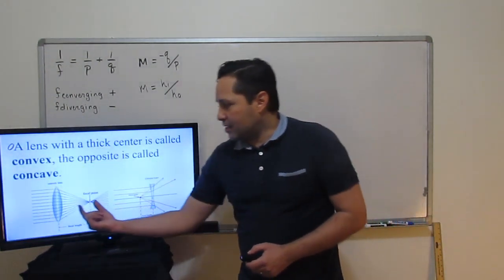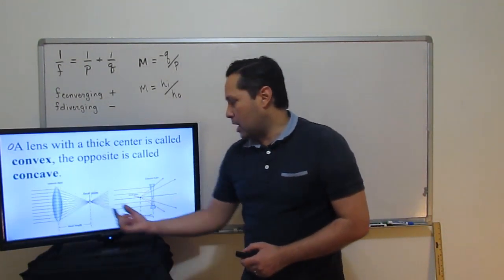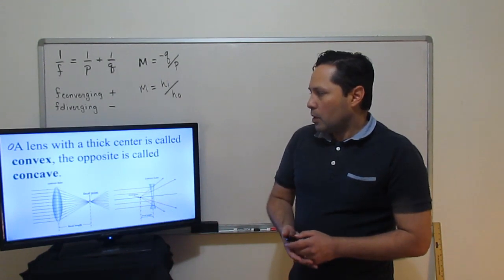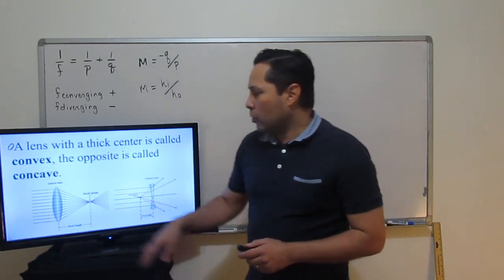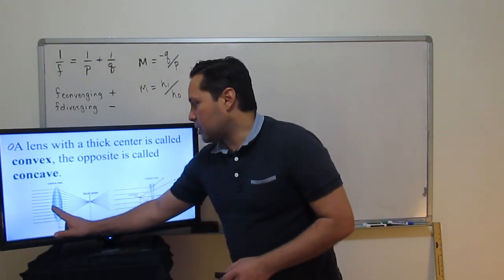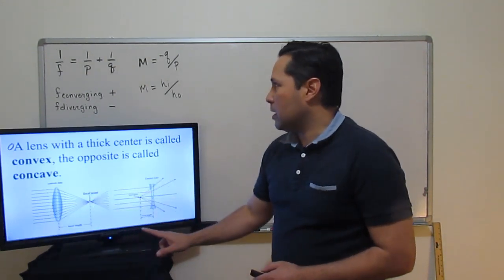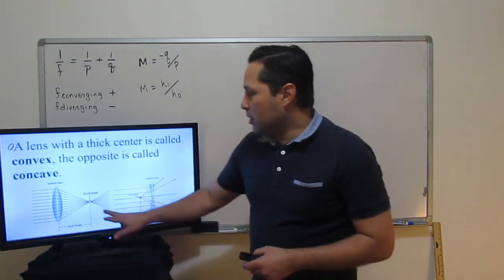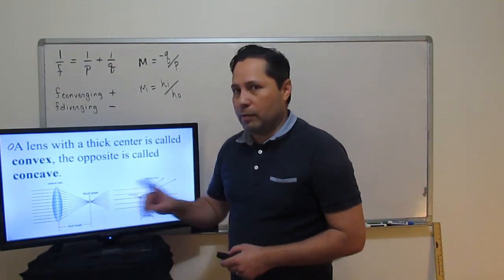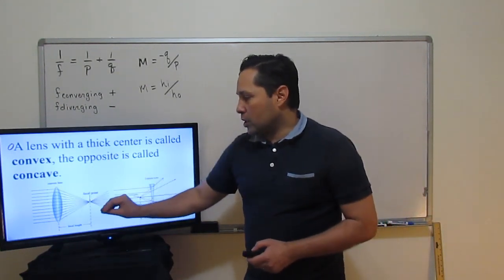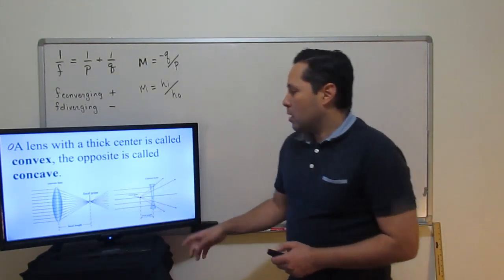A convex lens is thicker at the center, but a concave is thinner at the center. So that's the difference between one and the other. Also, the focal point for them is different. If the light's coming from this side, the focal point will be on the other side. This is also known as converging. It brings the light together. And the focal length will be positive. Keep that in mind. It will come up later. When it's converging the light, the focal length is positive.